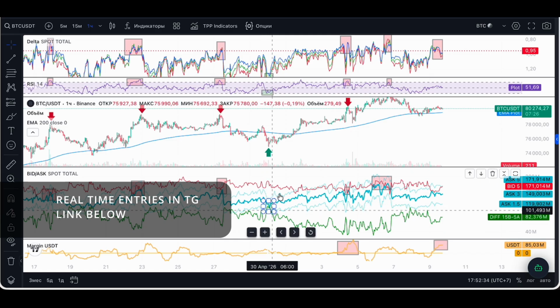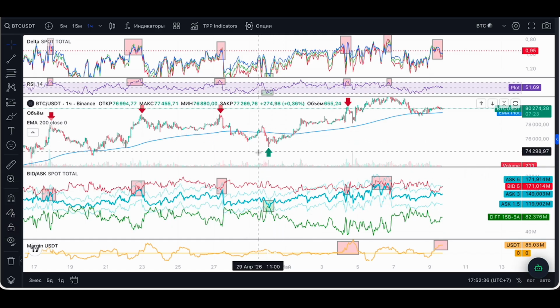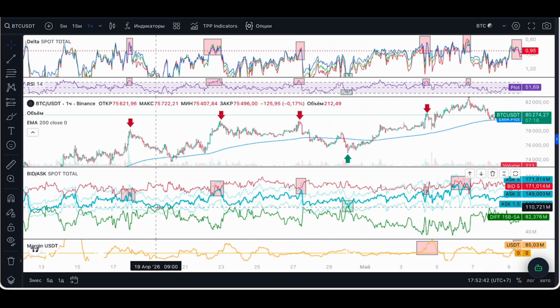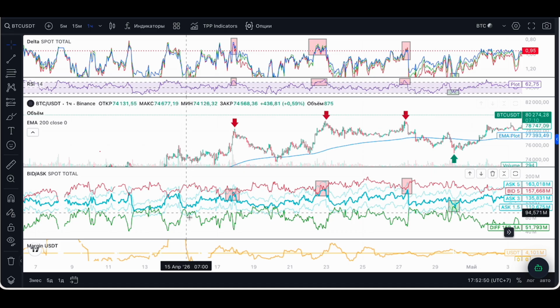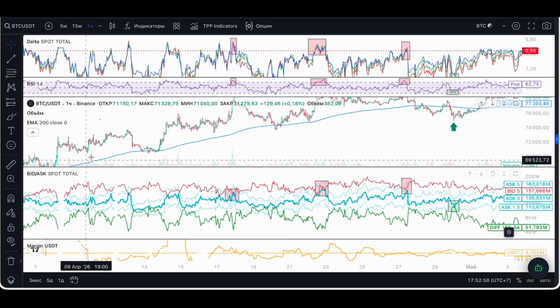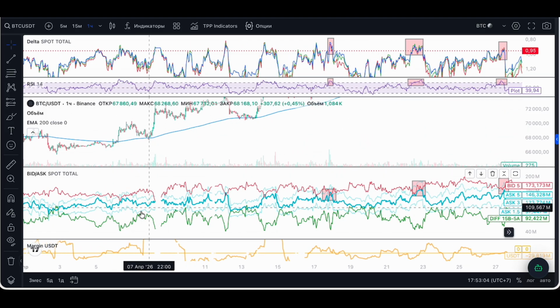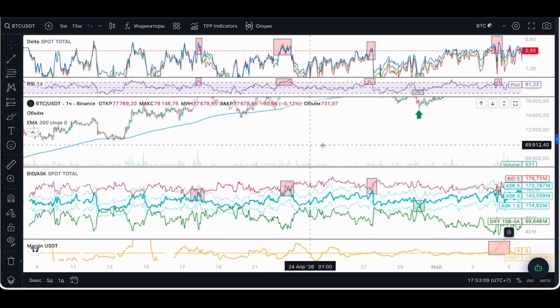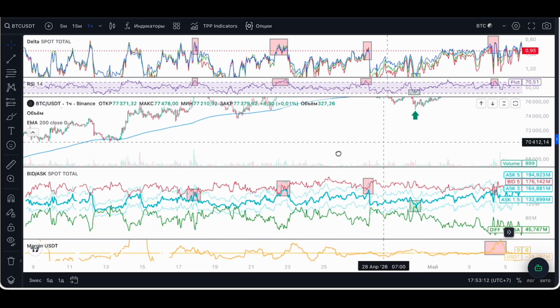For example, this one is the last good entry point for a long position. Here those crossings, this is a good entry point for long position. This one is also a good entry point for long position. This is good, and this is a good entry point for the long positions. Here, almost crossed, and this is a good entry point for long position. And here, this is a good entry point for long position. So that's how this indicator works.